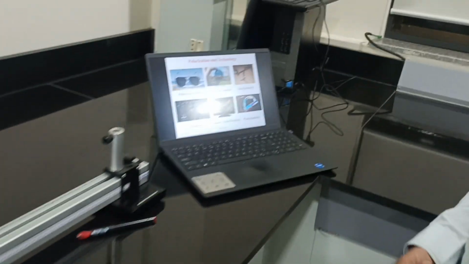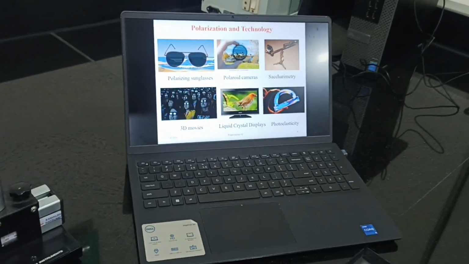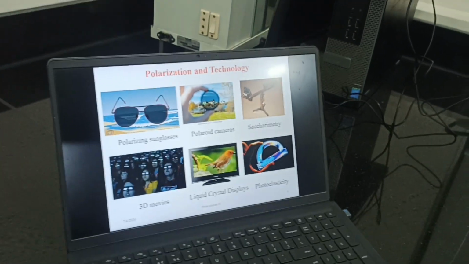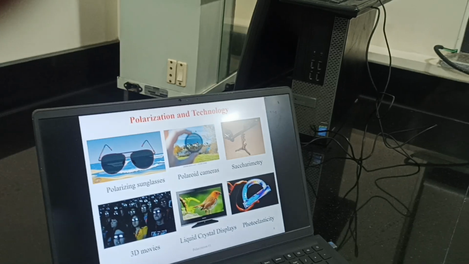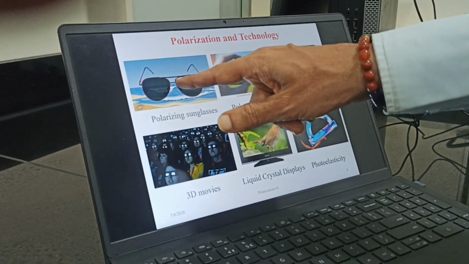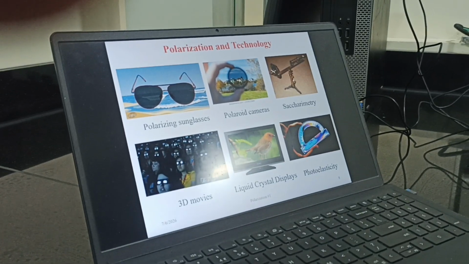Polarizing sunglasses are based on law of Malus. When you pass a light through polarizer, only vibrations parallel to optic axis are transmitted and rest of the vibrations are eliminated, and therefore you can cut the glare of light by using polarizing sunglasses.